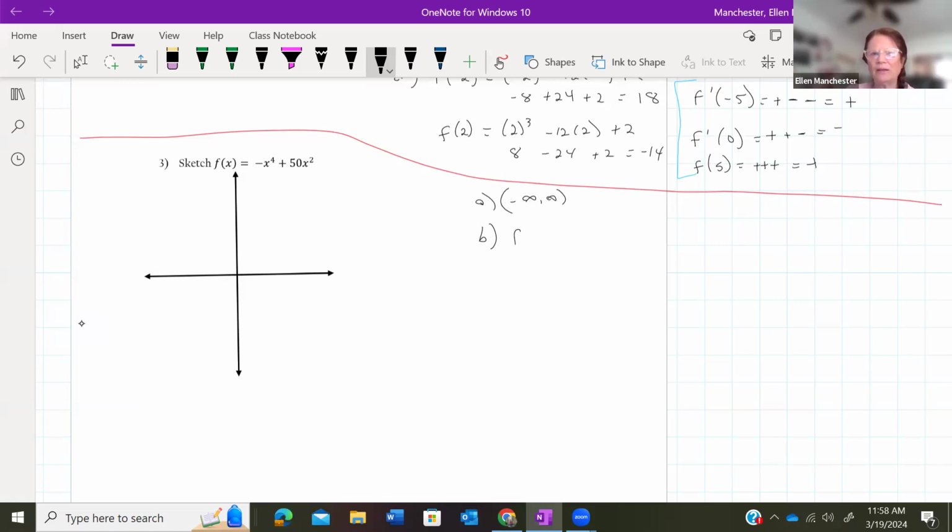Okay, second step, find your derivative. Why are you doing this? So that you can find the critical point. Okay, there's the derivative. Again, just using your power rule, drop the 4 to the front, subtract 1, drop the 2 to the front, subtract 1. Now we're going to set this to 0.